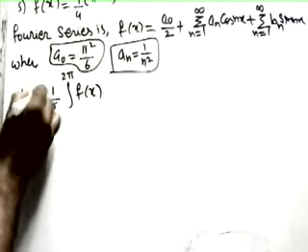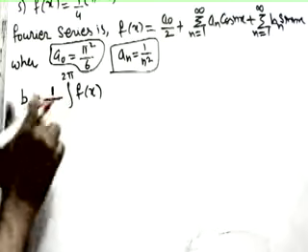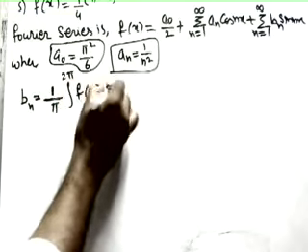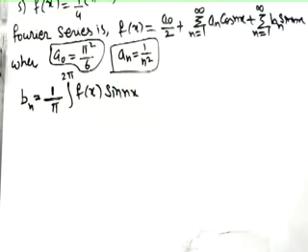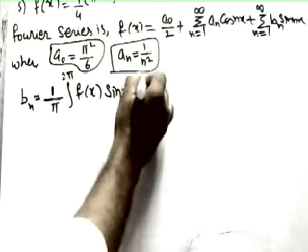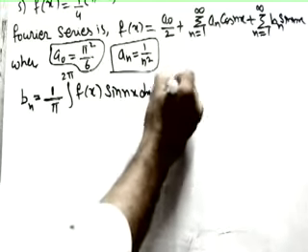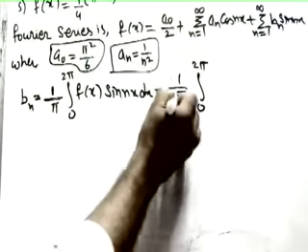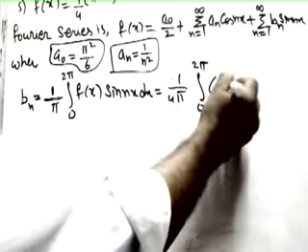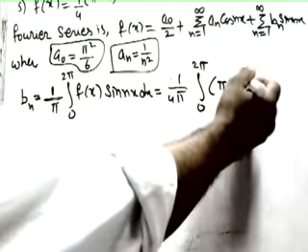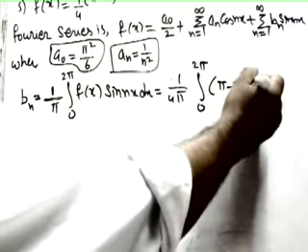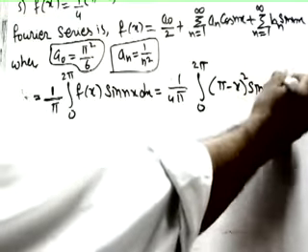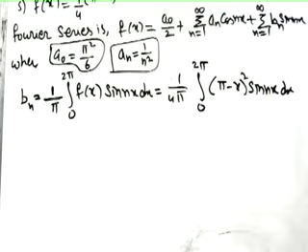See here. Now bn equals 1 by pi into the integral of f of x sine nx dx. So 1 by pi integration 0 to 2 pi. What is f of x? This is it. We take out 4 outside. Again, what is left here? Pi minus x whole square into sine nx dx.